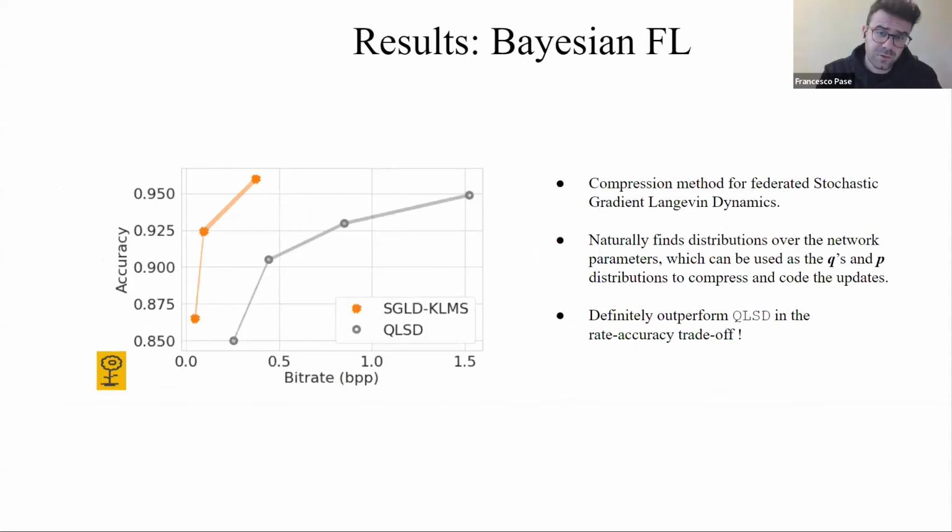And this is also for the Bayesian counterpart, QLSD. Here, as I said before, KLMS naturally adapts to Bayesian strategies like LSD or QLSD, because in this way we already have the Qs and the Ps. So the model updates are in the form of probability distributions, as well as the global model. So in this way, it should be the optimal way of representing and coding the updates from the client to the server. As you can see again here, we can outperform QLSD in this simulation scenario.